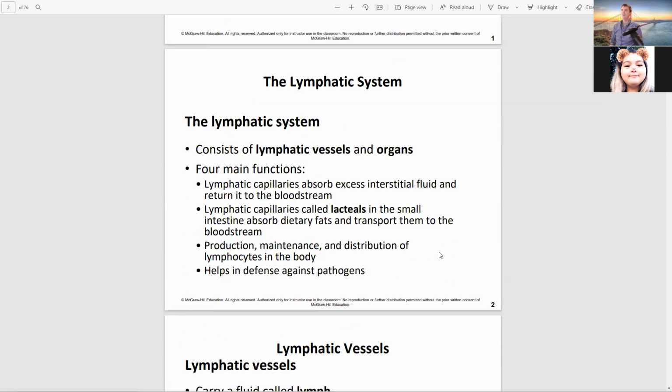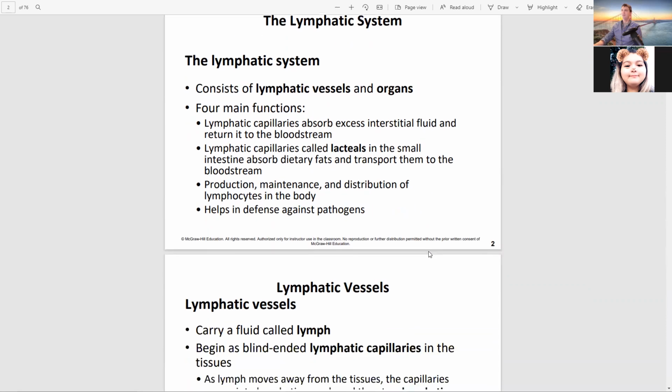So the lymphatic system consists of lymphatic vessels and organs, and there's four main functions. Lymphatic capillaries absorb excess interstitial fluid and return it to the bloodstream. Lymphatic capillaries, called lacteals, in the small intestines absorb dietary fats and transport them to the bloodstream. And then production, maintenance, and distribution of lymphocytes in the body. And this also helps in defense against pathogens.